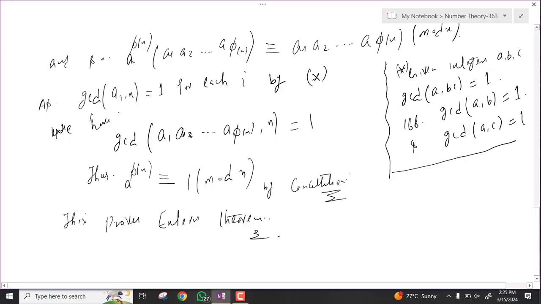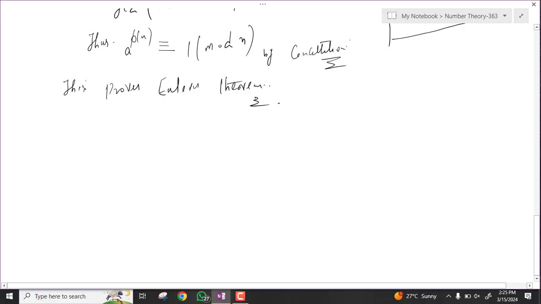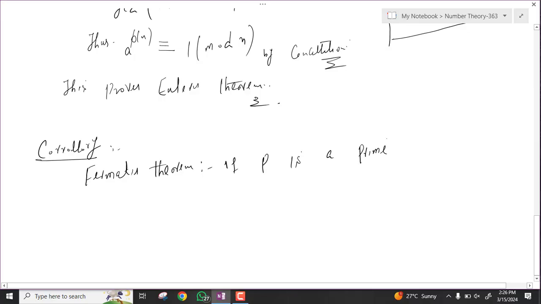Now we write here one corollary, and we name this as Fermat's theorem. The statement is, if P is a prime and P does not divide A, this means GCD of A and P equals 1.